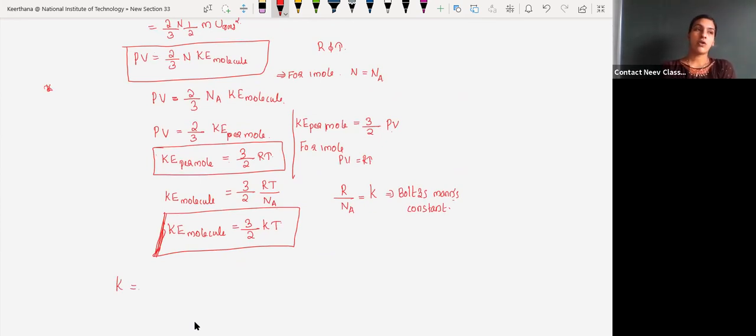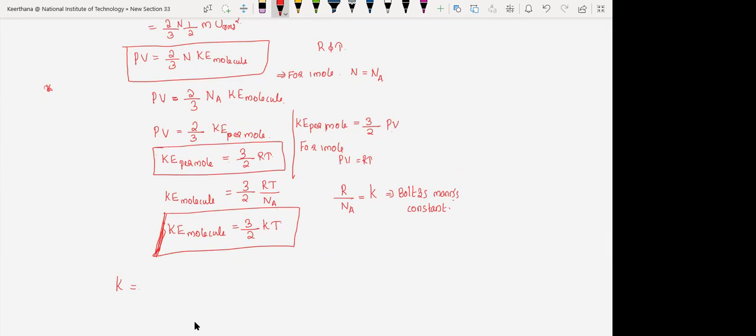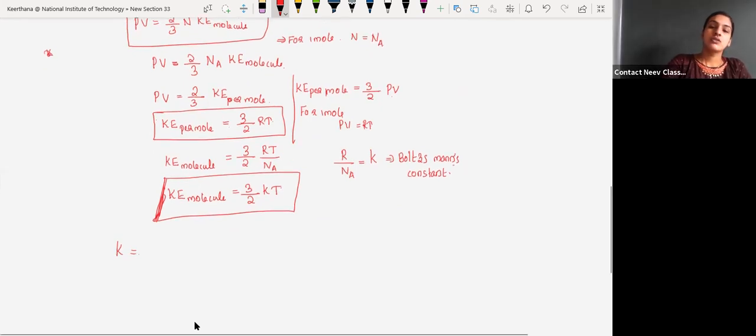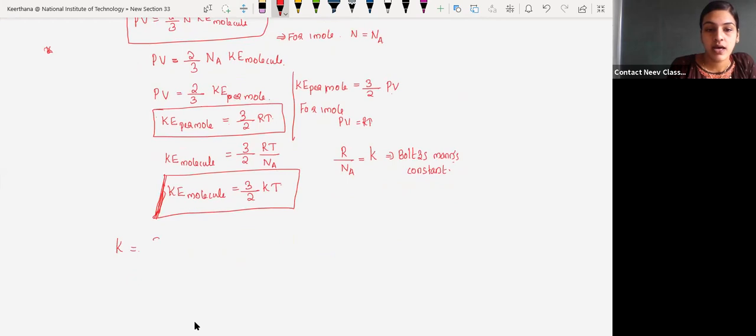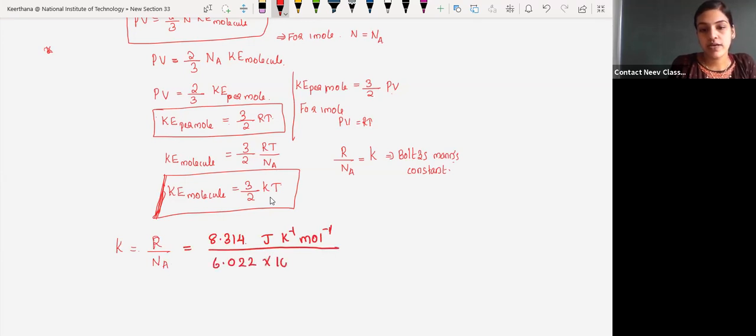What is the value of Boltzmann constant in terms of joule? I'm getting 1.38 times 10 to the power minus 20. Yes. So k, you can write R by Na, and the value of R in terms of joule is 8.314 joule Kelvin inverse mole inverse, and Avogadro number is 6.022 into 10⁻23 per mole.